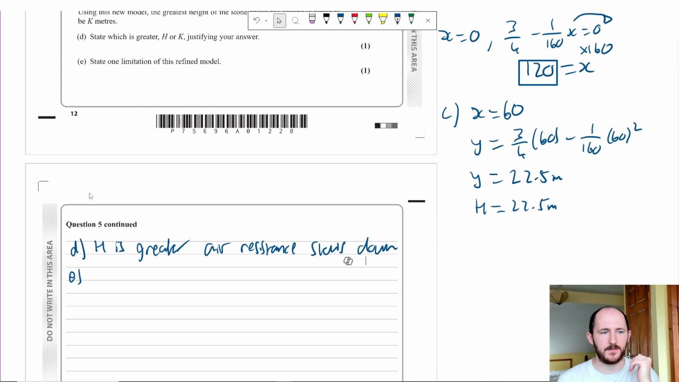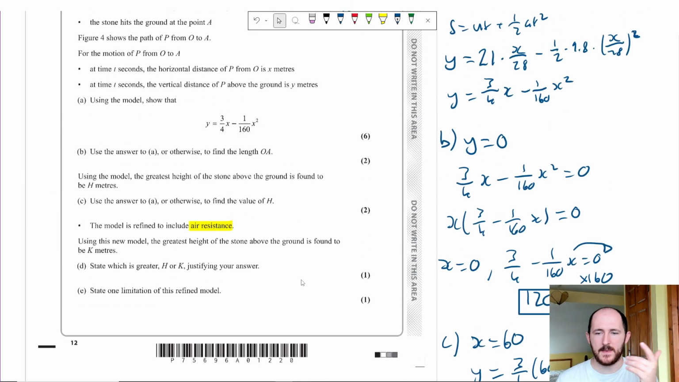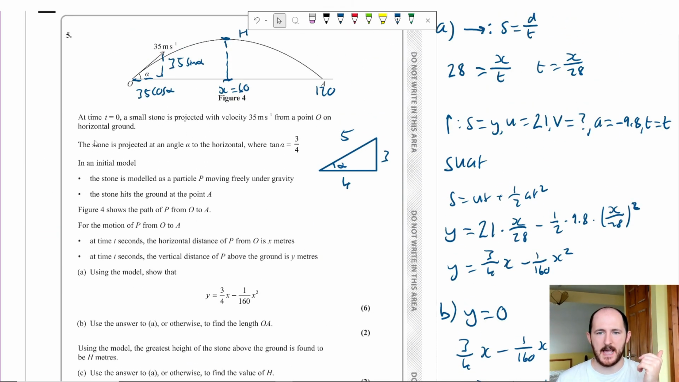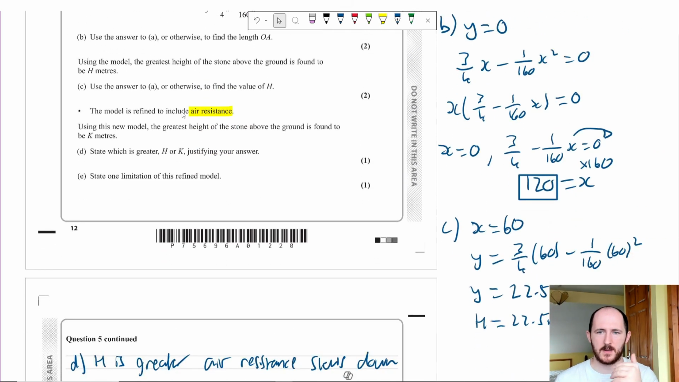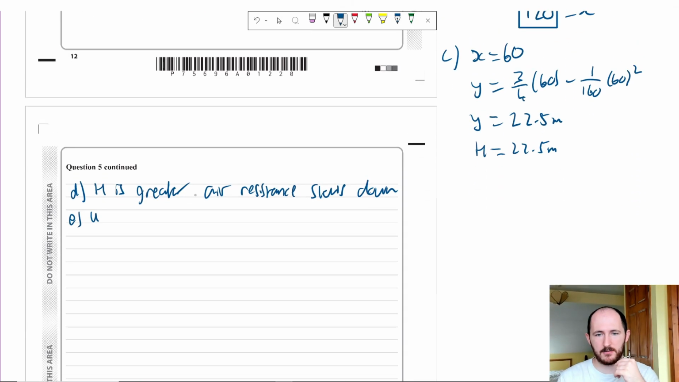State 1 limitation of this refined model. When they say state a limitation, you can literally just look at any of the assumptions you've made and use that. But also, there's one refinement that I always tell my students to use because it works in every single case and they very, very rarely put it in the question. Here, for example, we can't say air resistance because they've included it, which is why I don't tell my students to memorize the air resistance one. It's use a more accurate value of g.